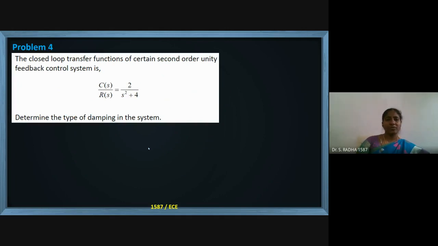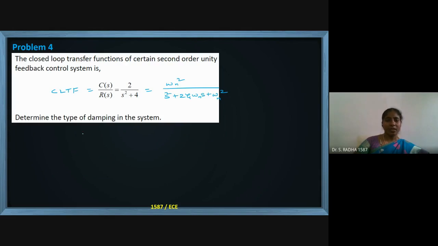The closed loop transfer function of a certain second order unity feedback control system is given. The standard format is omega n square by s square plus 2 eta omega n s plus omega n square. Now if you compare, the denominator second term is not there in the given question. So first of all, we have to arrange them properly. Only then can we proceed.